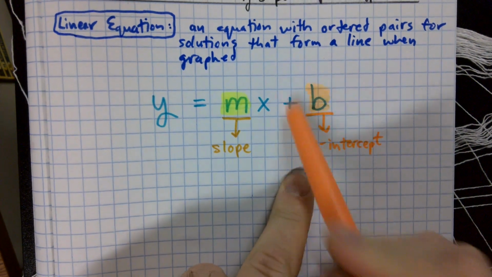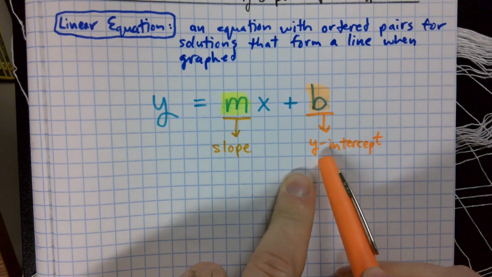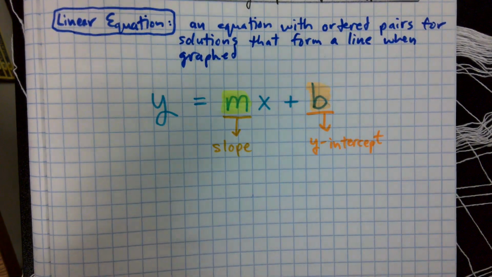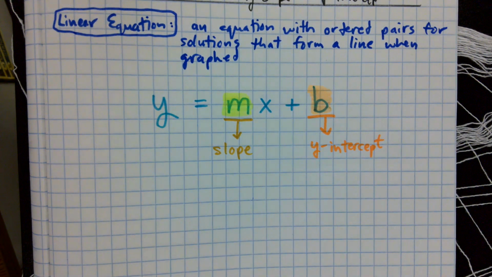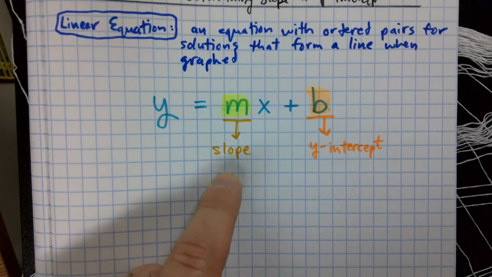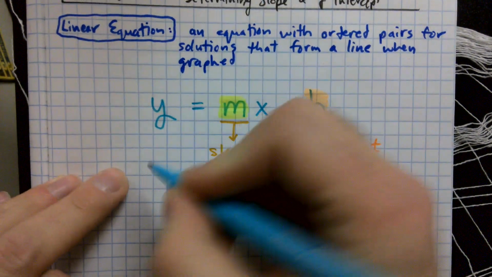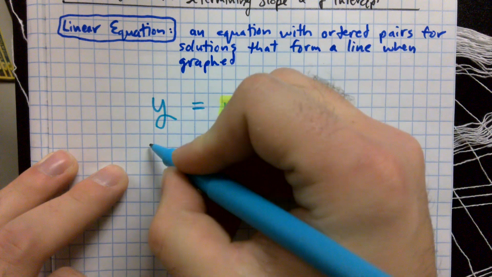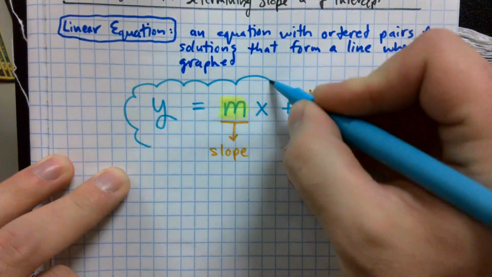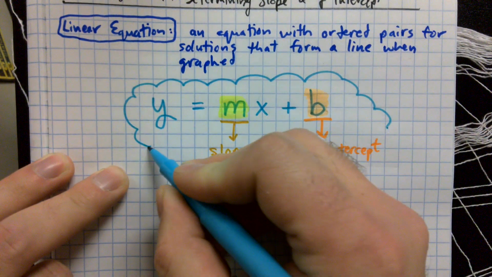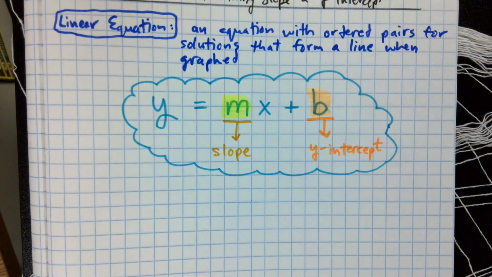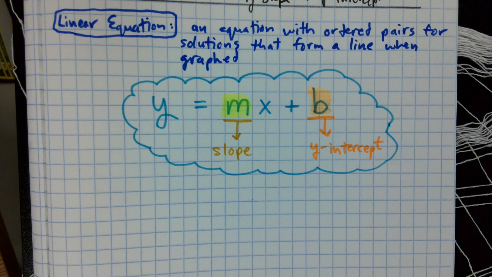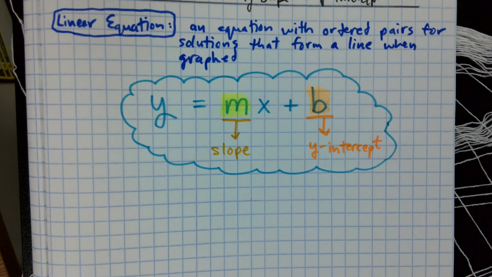So this B value here is the point in which we intercept or cross the y-axis. And we'll see what that looks like in a little bit. So y is equal to mx plus b. This is going to be our best friend for the next 3 or 4 weeks. It's going to come up in every math class you take from here on out. So this will be our nice first little introduction to it.